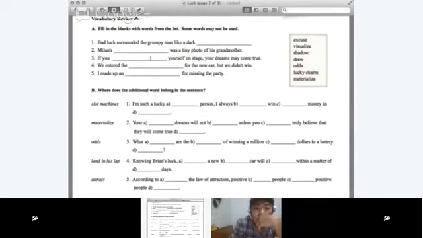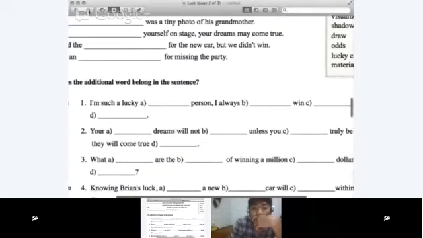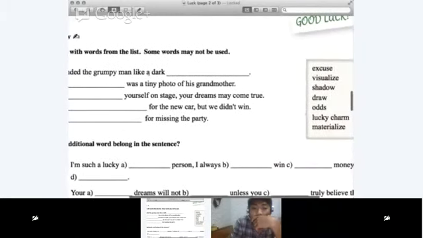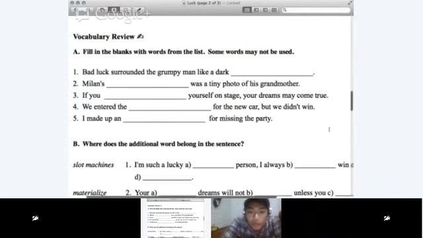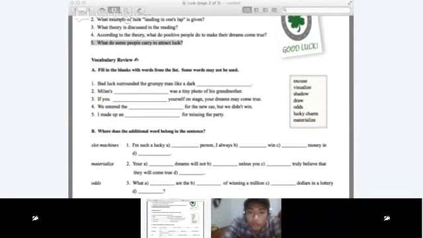All right. So if we look at the next exercise, vocabulary review. I'm going to try and make it a little bigger. We have the words here on the side: excuse, visualize, shadow, draw, odds, lucky charm, and materialize. We need to take those words and put them into the right spaces, okay? So I'm going to assign each of you a number. Ali, can you do number one? Bow Wow Bu, number 2. Nguyen Pham, number 3. Samir Suleiman, number 4. And Toy, number 5. So each student in class gets a number to do.